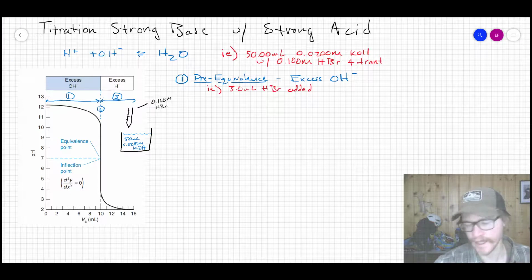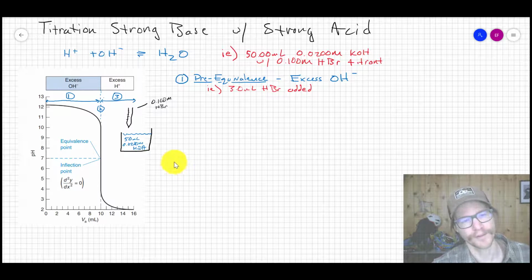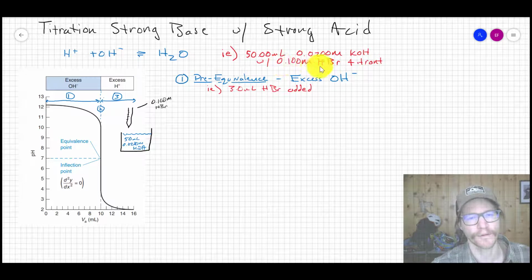So let's just pretend that we added 3 mL of HBr to our original base. How do you know that's pre-equivalence? Well, you'll know once we talk about the equivalence point. We know that these are one-to-one reactions, so we could pretty quickly figure out how many milliliters of HBr is required to neutralize all the KOH. That number of milliliters will be the volume at inflection, so any volume below that will be this region 1, pre-equivalence. So I'm just telling you 3 is that, but we'll see pretty shortly when we talk about part 2.